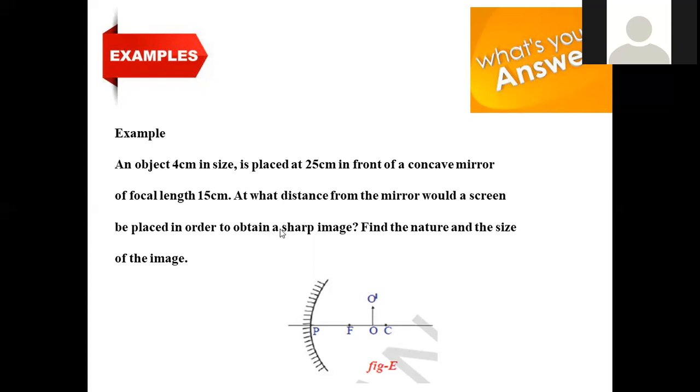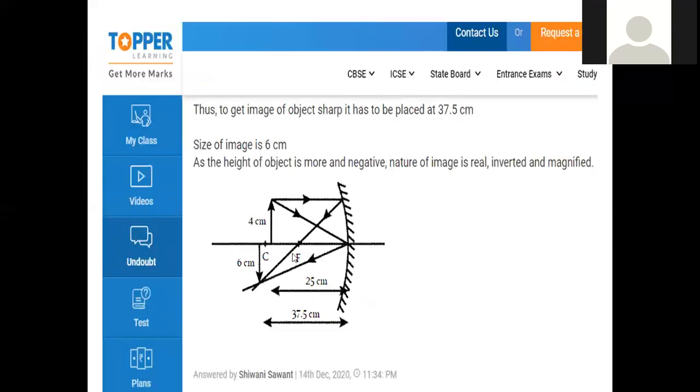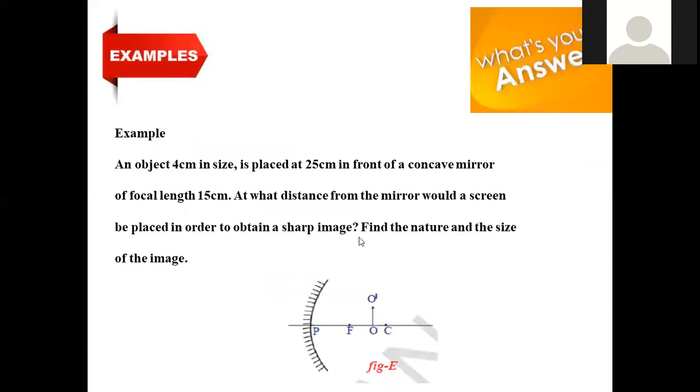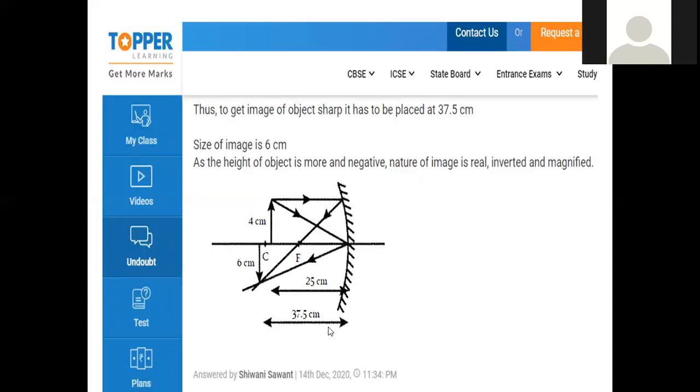In order to get a sharp image, where do we have to place the mirror? Find the nature and size of the image. What is the nature of the image and what will be the size of the image to be predicted? For that purpose we are going to apply this. After doing all the calculation, this is the diagrammatic representation of the problem. Whatever problem is given is applied in diagrammatic form. That is taken from Topper Learning.